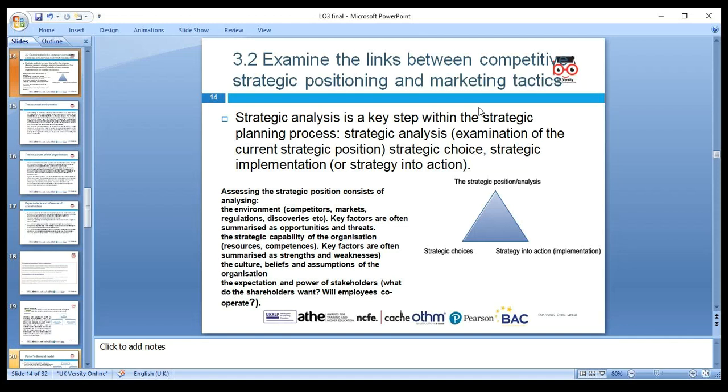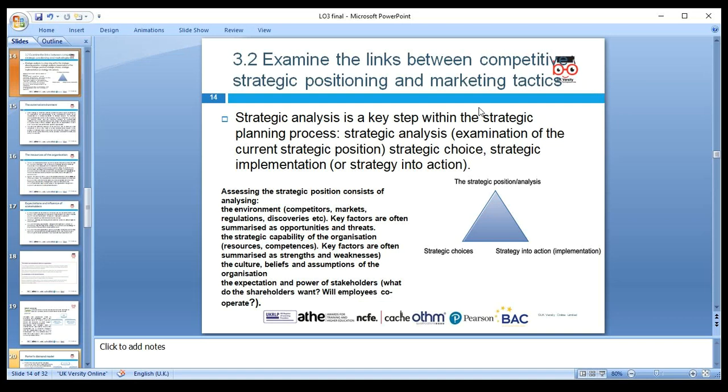In this one, we are looking to examine the link between the competitive strategic position and strategic tactics. So there are different tactics we can use. We can segment, we can do strategic partnership, we can make a joint venture, and we can look around at various other possible options.